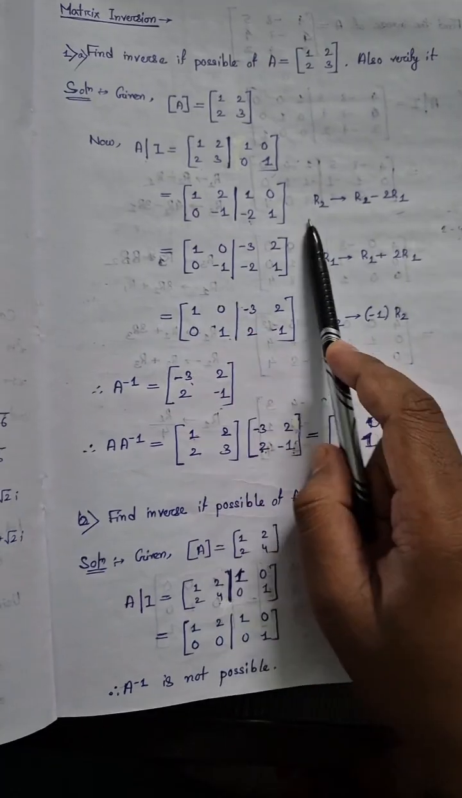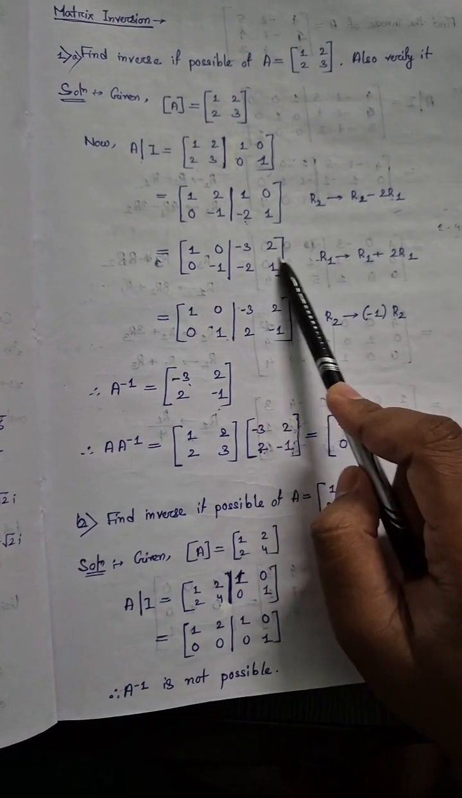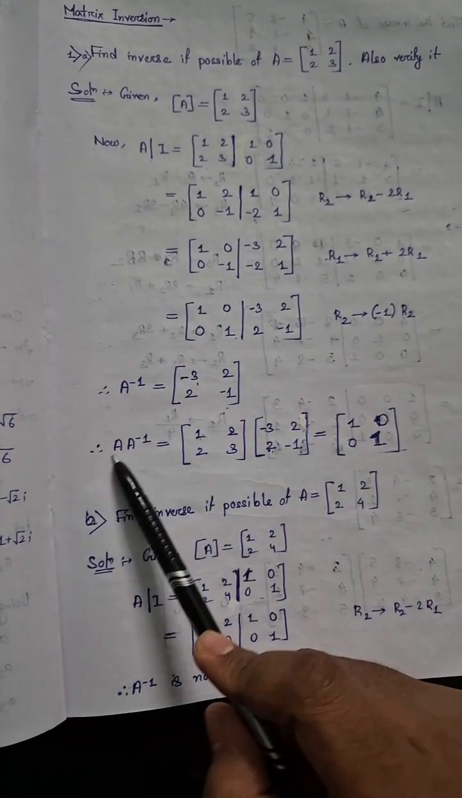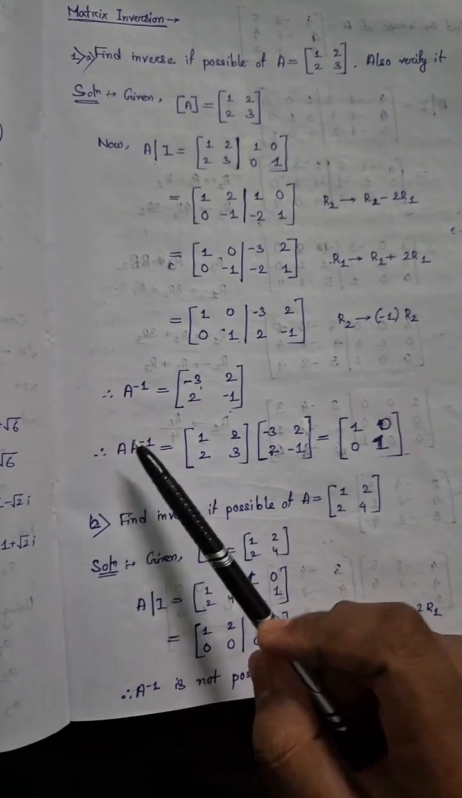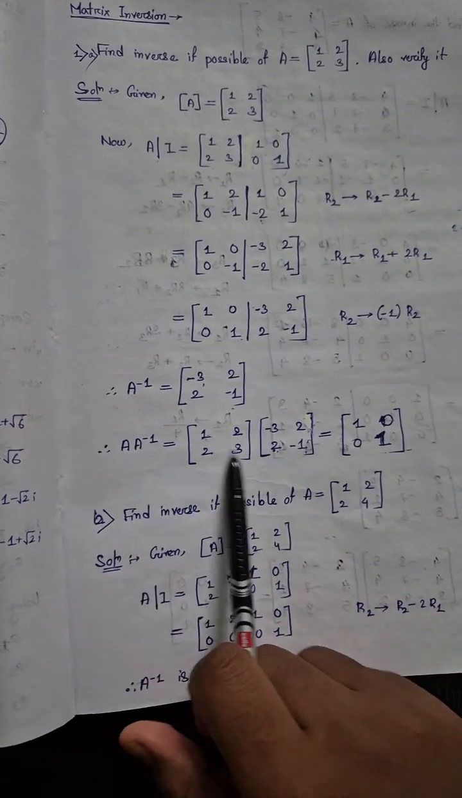Now at first we should do our operations to get A inverse, which I have shown like this. You can see that, now we have got our A inverse. Now we can also verify it by multiplying A into A inverse. That will give us an identity matrix.